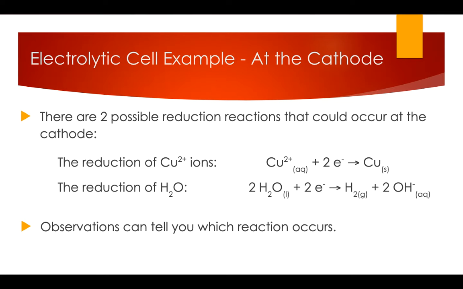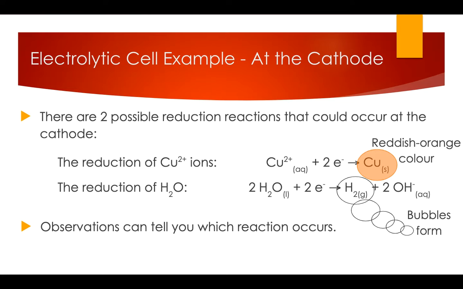So for now, we're just going to say that we can tell which reaction occurs based on observations that occur during the reaction. For example, if the reduction of copper ions is occurring, you're going to see that reddish orange color of copper show up on the electrode. Whereas if the reduction of water is happening, then you're going to see bubbles forming because you're forming hydrogen gas. So based on what you observe, you could figure out what reaction is actually happening.